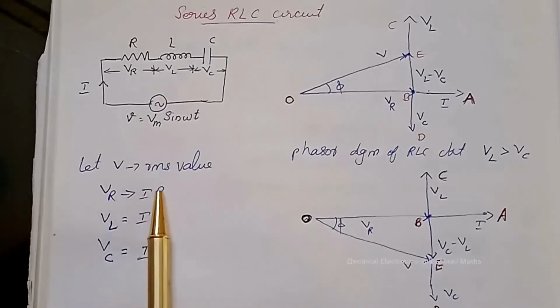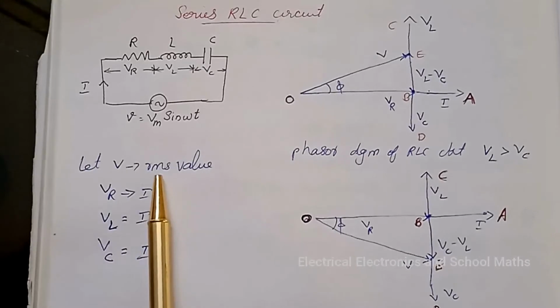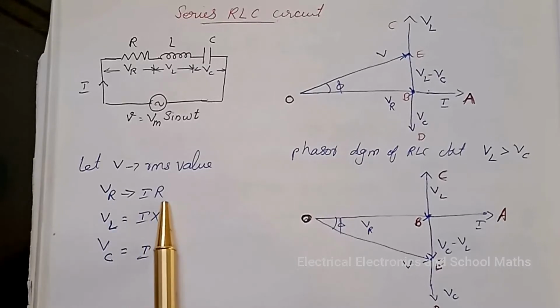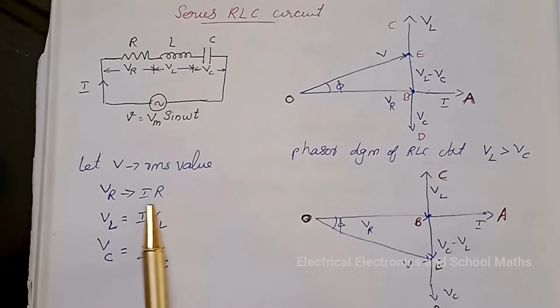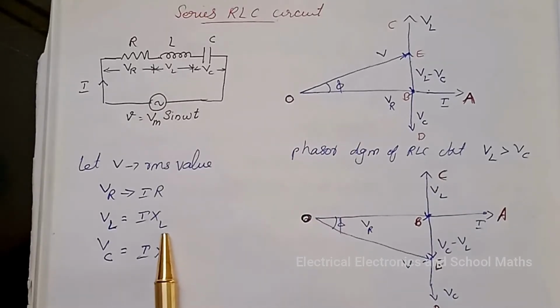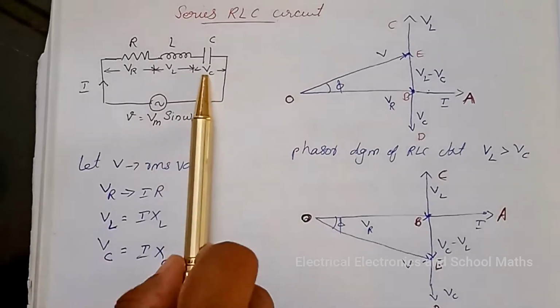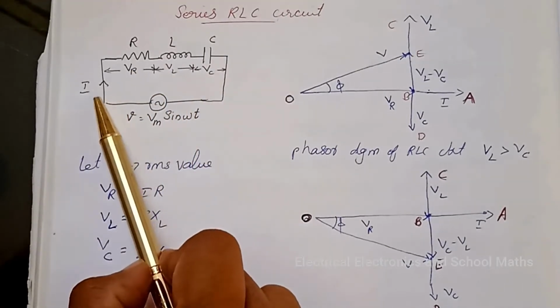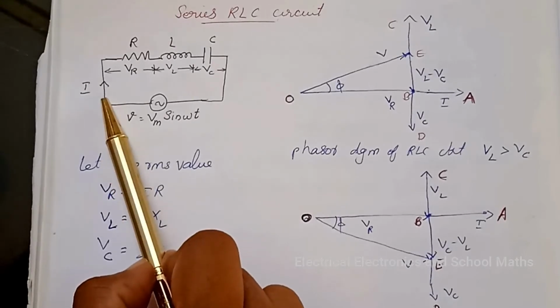Let V be the RMS value of voltage applied to the circuit. VR equal to I into R be the RMS value of the voltage across resistance. VL equal to I into XL be the RMS value of the voltage across inductance. And VC equal to I into XC be the RMS value of the voltage across the capacitance. Let I be the RMS value of current flowing through the circuit.